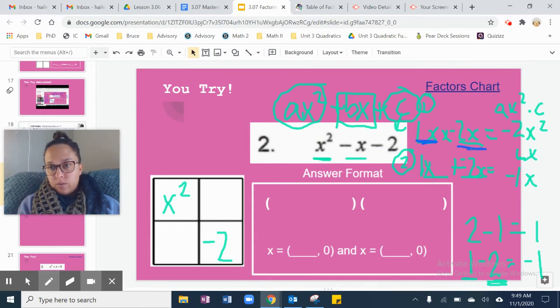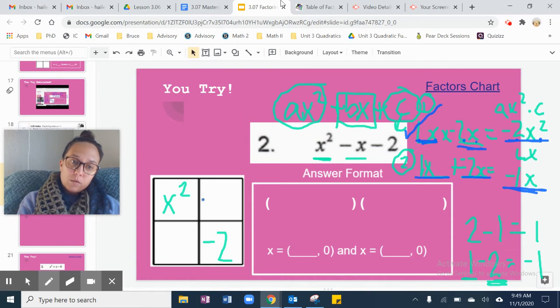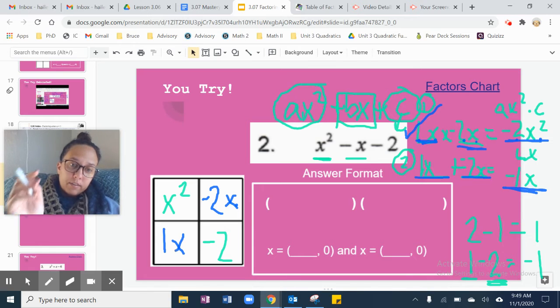And sure enough, 1x times -2x is -2x squared. 1 times -2 is -2. x times x is x squared. Great. 1x plus -2x is -1x. So now we get to take these terms and put them into the box, and it doesn't matter where you put them. So I'll put -2x here and 1x here.